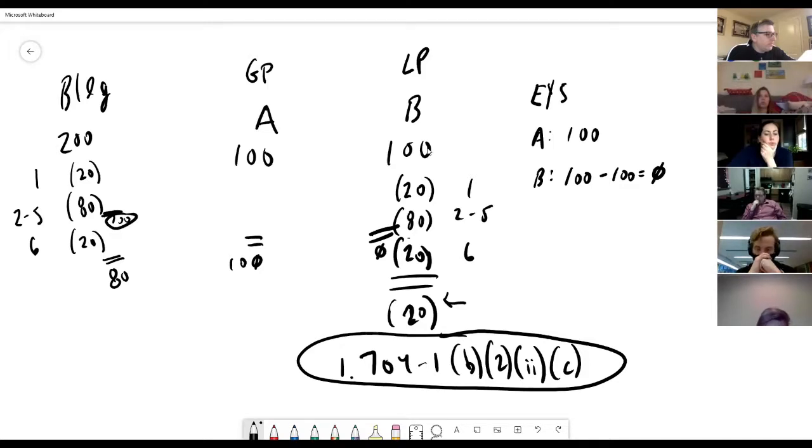Does that make sense? You go to end of year six, what happens now? Well, now B's cap account is negative 20.